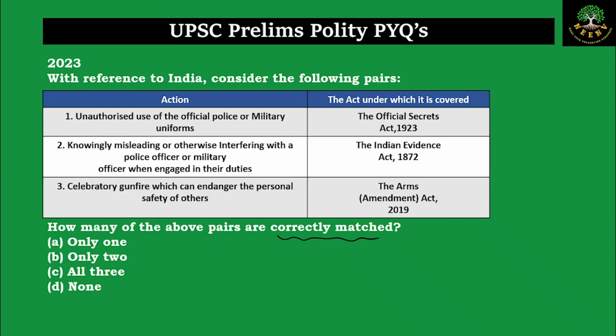Now, when you get such questions in the exam, you should try to eliminate and try to answer, because no one can know all the provisions of all the acts, and definitely no aspirant would go and in-depth study the provisions of the Official Secrets Act. So what you can do, you need to use some logic here. Now look at statement number 2. Knowingly misleading or otherwise interfering with a police officer or a military officer when engaged in their duties. The respective act covered is Indian Evidence Act.